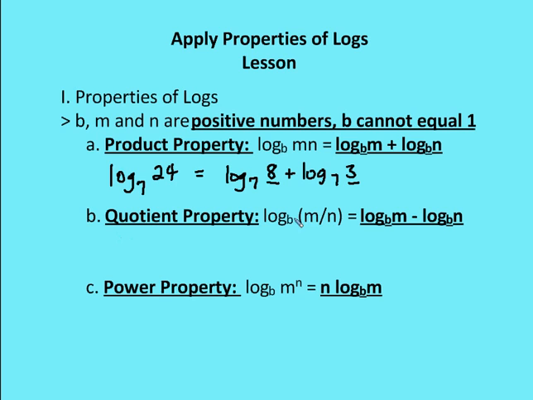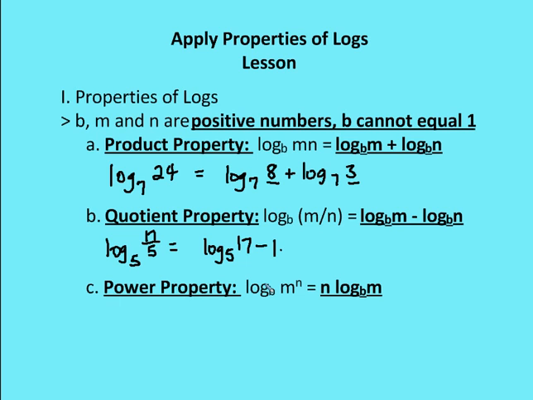All right, quotient property of logs, log base b of m divided by n is equal to log base b of m minus log base b of n. So if I had another example, let's say log base 5 of 17 over 5, that would be the same as log base 5 of 17 minus log base 5 of 5. Now I can simplify this last portion of the expression because I know the log base 5 of 5 is going to be just 1. So I would rewrite this as log base 5 of 17 minus 1.